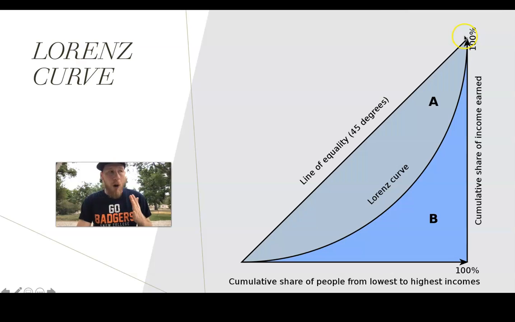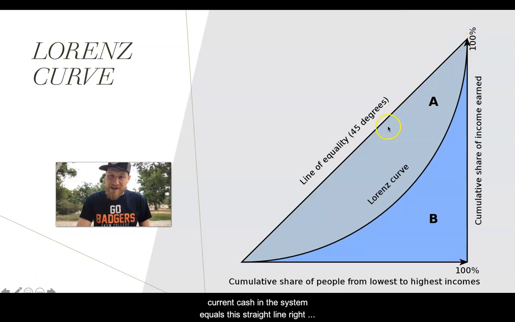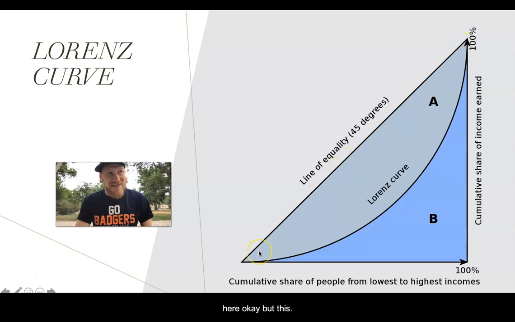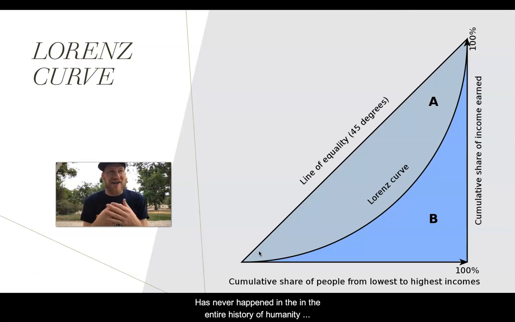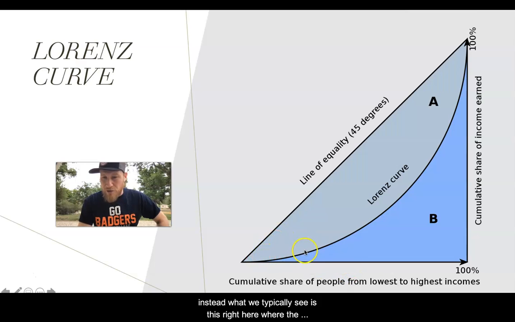Now, if all money is divided equally, where each 20% gets an equal amount of the current cash in the system, it equals this straight line right here. But this has never happened in the entire history of humanity. Instead, what we typically see is this curve right here, where the bottom 20% often get very little of the money. You can see here, this is the middle class. They receive much more of the money. And then, of course, the top 20% gets a lot of the money. So this is pretty much typical.